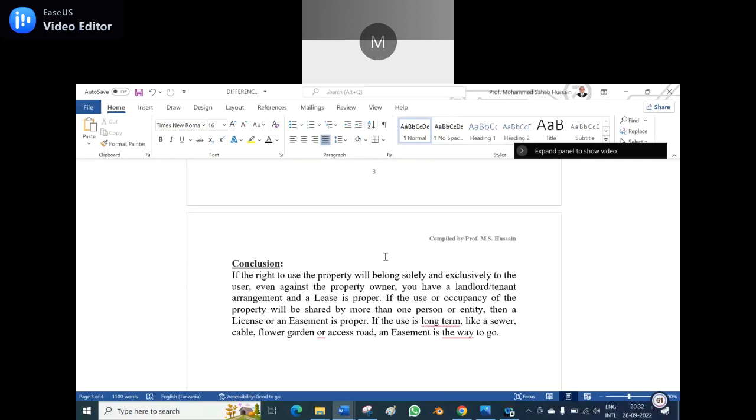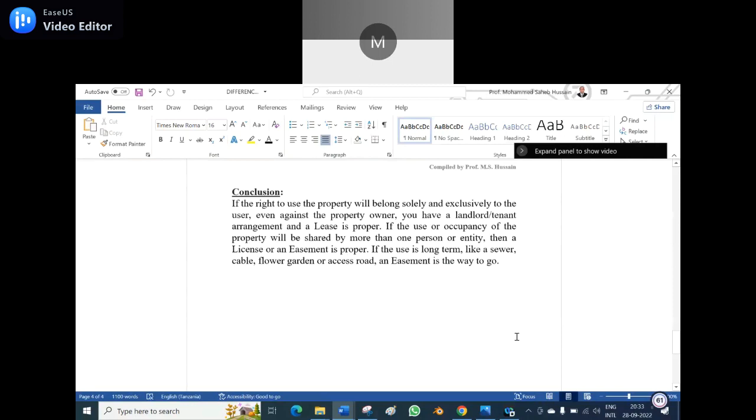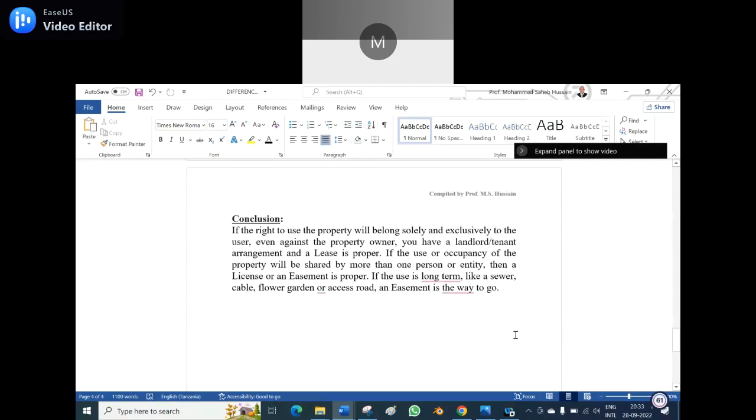If the right to use the property belongs solely and exclusively to the user, even against the property owner, and you have a landlord and tenant arrangement, a lease is proper. If the use or occupancy of the property will be shared by more than one person or entity, then a license or an easement is proper. If the use is long term, like a sewer, cable, flower garden, or access to a road, an easement is the way to go. It is permanent and long term. So these are the things which I wanted to share.